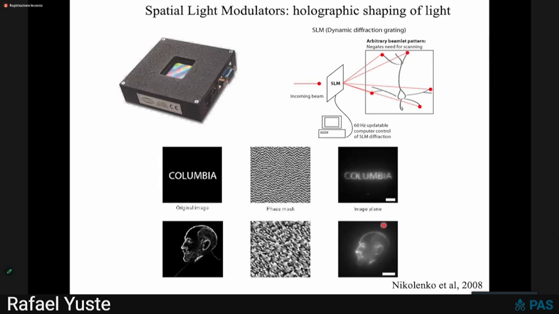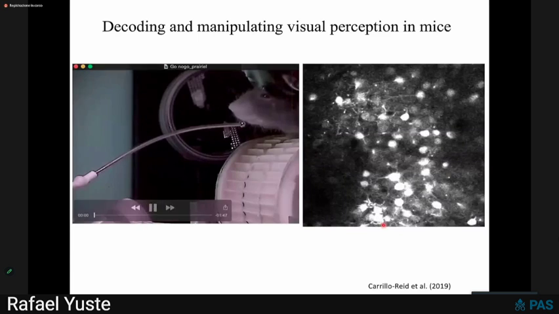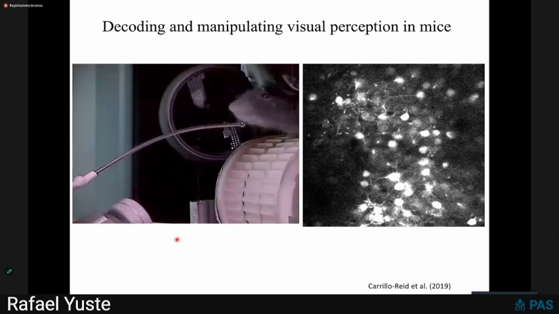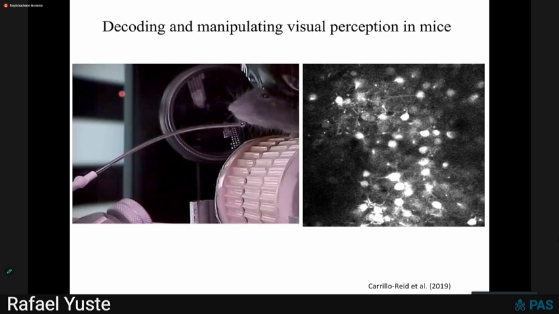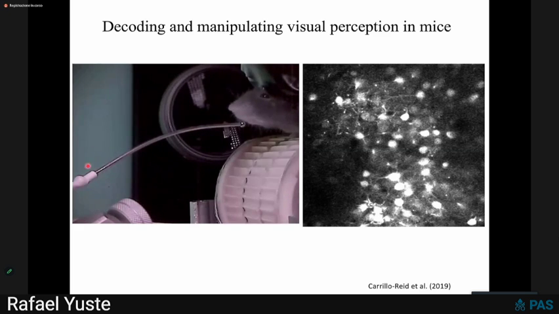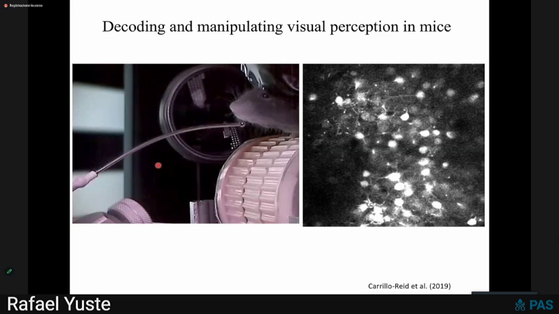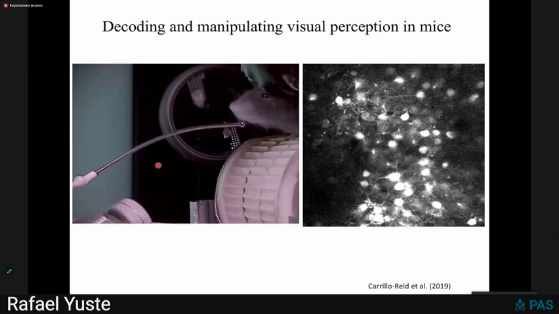So to test if these ensembles are truly functional building blocks, we did an experiment with a behavioral task, visual discrimination, in which we train an animal to lick from this spout if the animal sees vertical bars of light that are moving, and we train the animal not to lick if the animal sees horizontal bars of light moving. This is a go, no-go task, and by licking or not licking, the animal tells us what he saw, whether he saw vertical bars or horizontal bars.